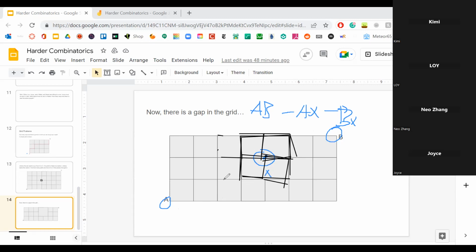What is half of 90? 45? This is a 45-degree angle. Well, yeah, but we're gonna pretend we can't go through the point. So we have to get rid of the lines from A to X here, right? And then from X to B.